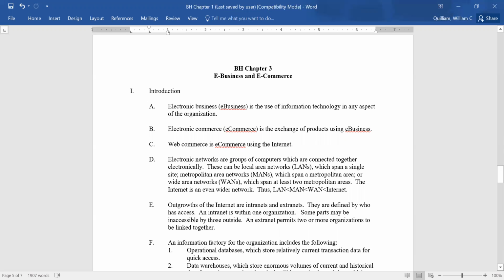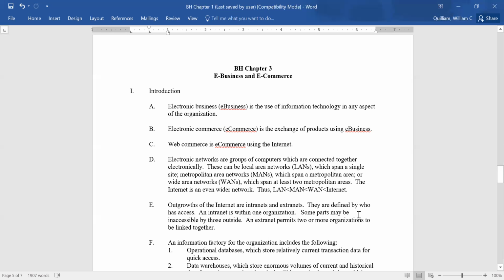Then D, some definitions. Electronic networks are groups of computers which are connected together electronically. These could be local area networks which span a single site. For example, one of the buildings on campus. Or we could have a metropolitan area network which spans a metropolitan area, or wide area networks which span at least 2 metropolitan areas. The internet is even a wider network. Thus, a local area network is smaller than a metropolitan area network, smaller than a wide area network, and smaller than the internet. So if we were to think on campus about Canvas, that would be another example of a local area network. Or if we thought about the single sign-on for Florida Southern, there we have it too. With metropolitan area networks and wide area networks, those are not used as extensively these days because they've largely been replaced by the internet.